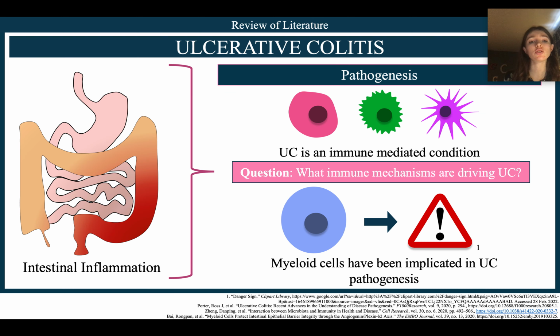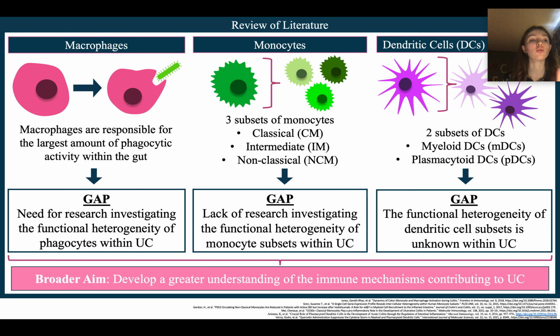So ulcerative colitis, or UC, is characterized by chronic inflammation, and the pathogenesis is largely unknown, although it has been identified as an immune-mediated condition. So the question remains, what immune mechanisms are driving ulcerative colitis? Bao et al. 2020 found that myeloid cells have been implicated in UC pathogenesis. Thus, I chose to investigate three subsets of myeloid cells, the first being macrophages, which are unique in that they are responsible for the largest amount of phagocytic activity within the gut.